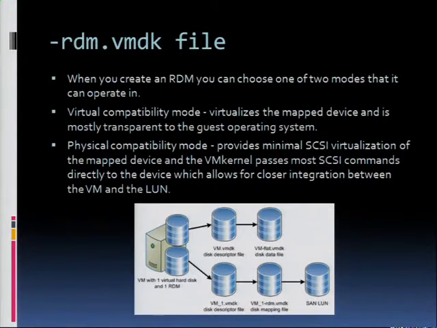And there's also physical compatibility mode, which provides a minimal SCSI virtualization of the mapped device. And the VMkernel passes most SCSI commands directly to the device, which allows for a closer integration between the VM and LUN. Typically, you want to run in virtual compatibility mode because the physical has some limitations. You can't do things like snapshots and that. But the physical mode, in some cases, if you have an application or something running inside the VM that does need to pass SCSI commands directly to that LUN, you can run it in physical mode as well.